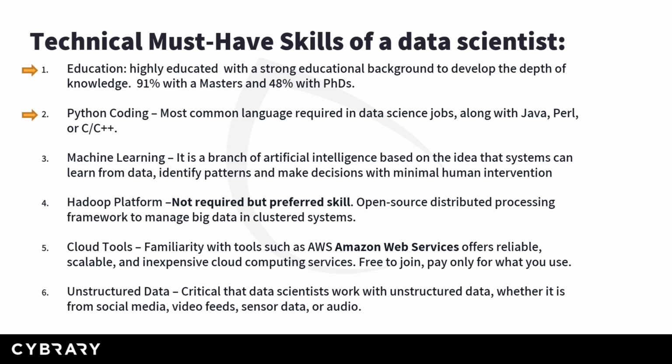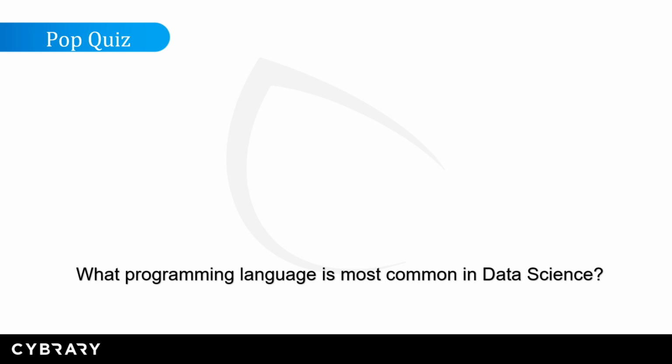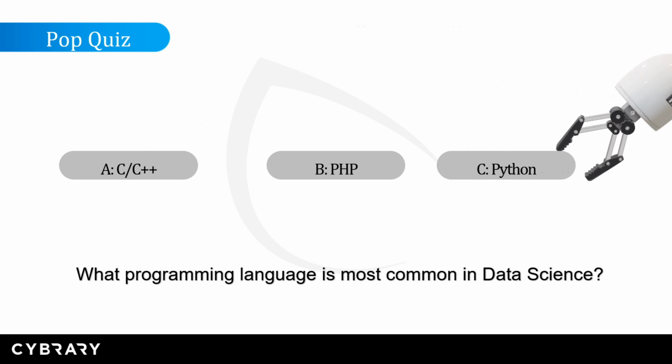Machine learning is something data scientists are familiar with, such as artificial intelligence and deep learning, which uses systems to learn from data to identify patterns. Now, Hadoop platform is not required, but it is preferred. Most data scientists are familiar with cloud tools such as AWS, Amazon Web Services, which offers reliable, scalable, inexpensive cloud computing services that are free to join and you pay for what you use. And data scientists are good at processing unstructured data, whether it comes from social media, video feeds, sensor data, or audio. Pop quiz. What programming language is most common in data science? Do you think it's C, C++, PHP, or Python?